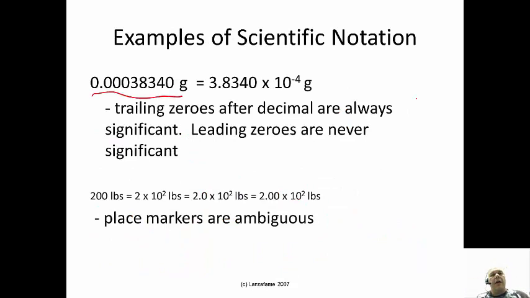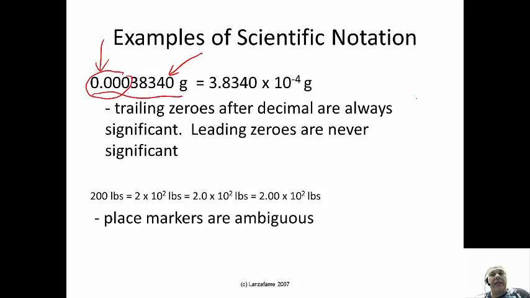0.0038340, again, all the non-zero numbers are automatically significant. The only real question is the zeros. In this case, I have 2 types of zeros. I have leading zeros, which are always irrelevant, and now I have a trailing zero, which is after the decimal point, so trailing zeros after the decimal point are always significant. So everything from the first 3 to the last 0 are significant. So this number has 5 significant figures.